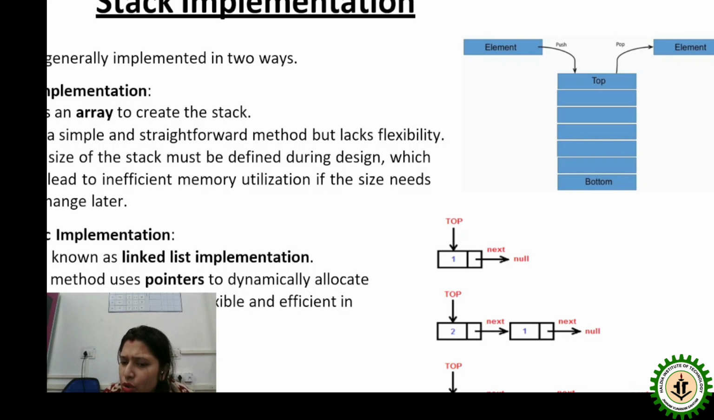Then we are going to insert 2, right? Then we have taken a blank node where we have kept the value 2, and the address part of that node 2 is storing the address of 1, or we can say the address of top. And now top is indicating 2. That means the topmost element is now 2. Same for 3 also.